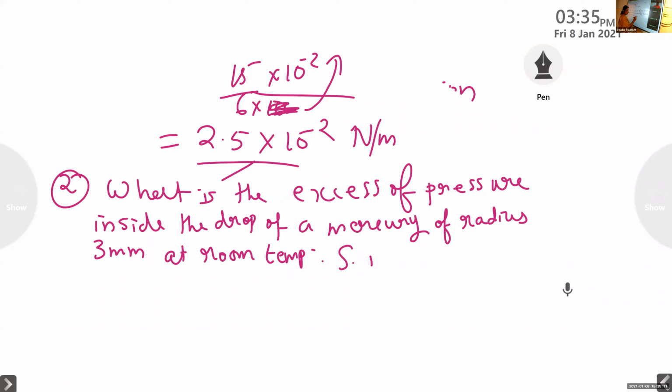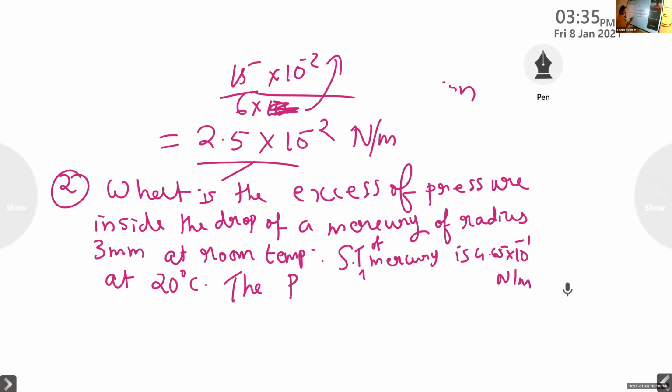Surface tension of mercury is, I'm writing short form, surface tension, you can just write ST. Surface tension of mercury, so the standard value is given. Mercury is 4.65 into 10 to the power of minus 1 Newton per meter at 20 degrees Celsius.